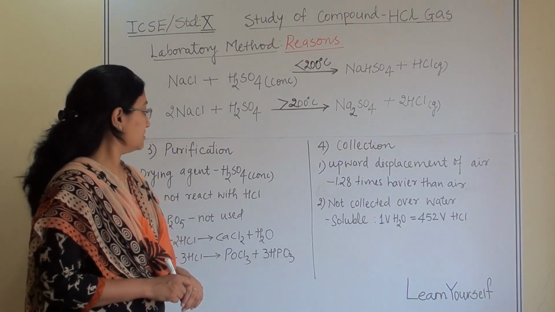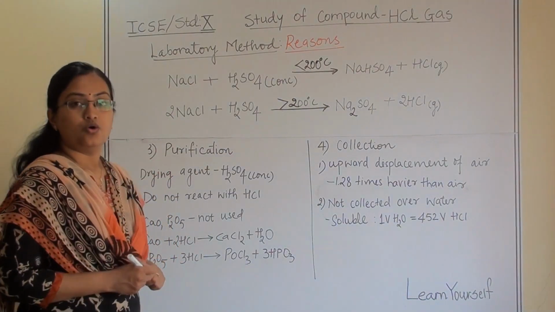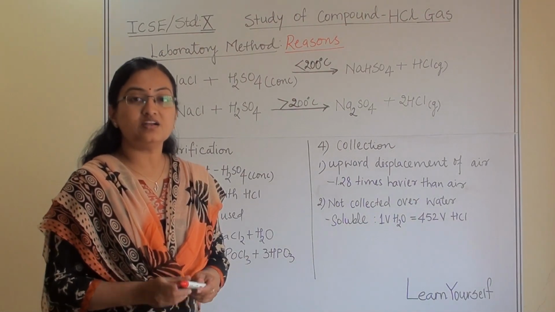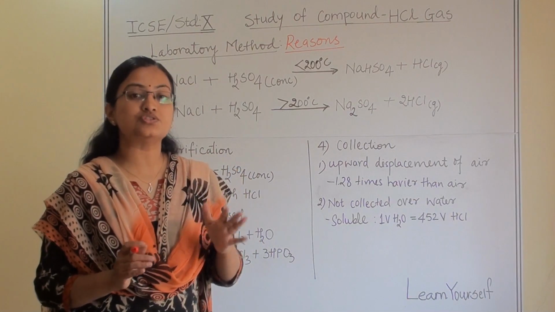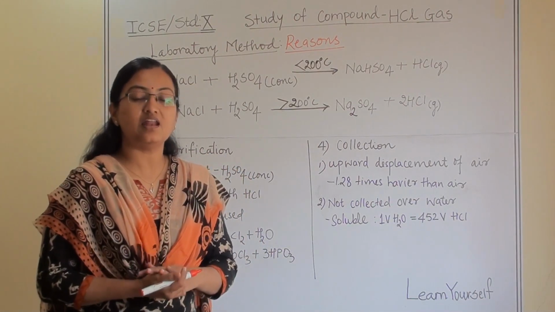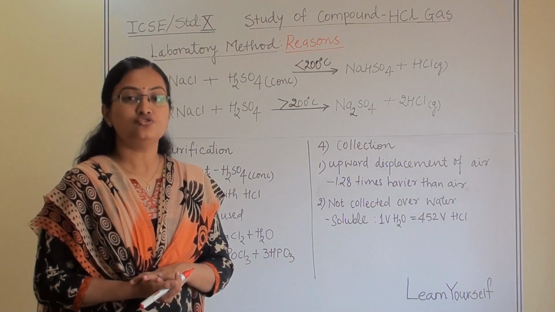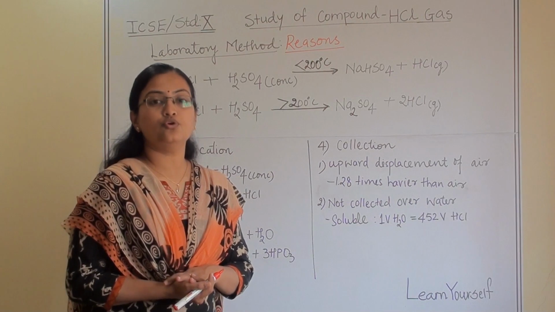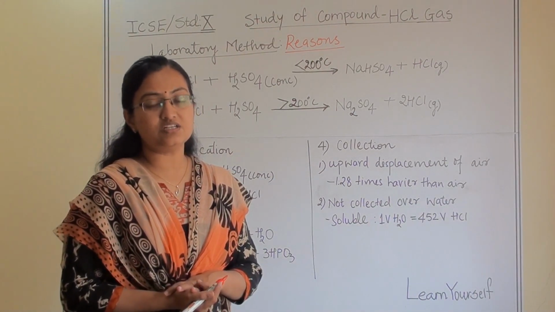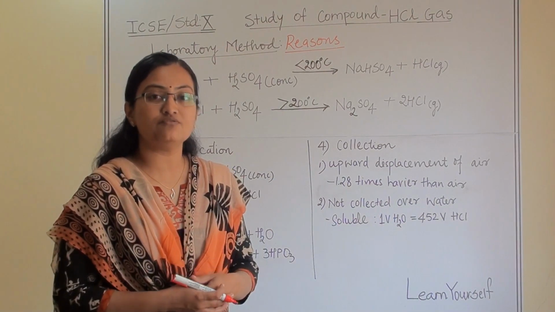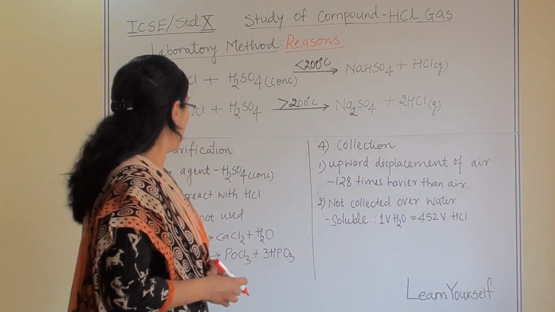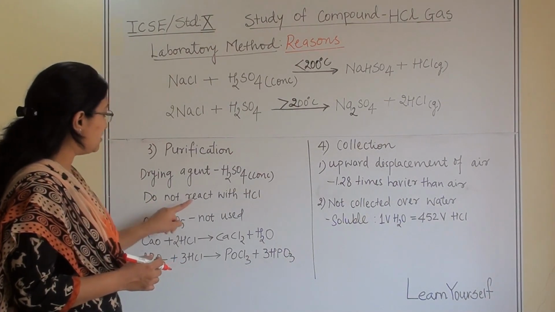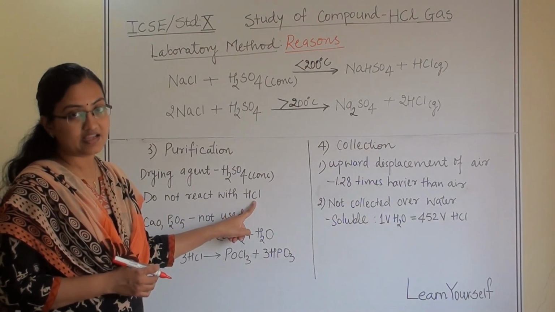Two more reasons. Purification. Which step are we following for purification? We are dipping a gas pipe into concentrated H2SO4 and allowing hydrogen chloride gas to pass through concentrated H2SO4. Concentrated H2SO4 will act as a drying agent and remove all the moisture from hydrogen chloride gas. So why are we using that agent? Because it will not react with hydrogen chloride gas.